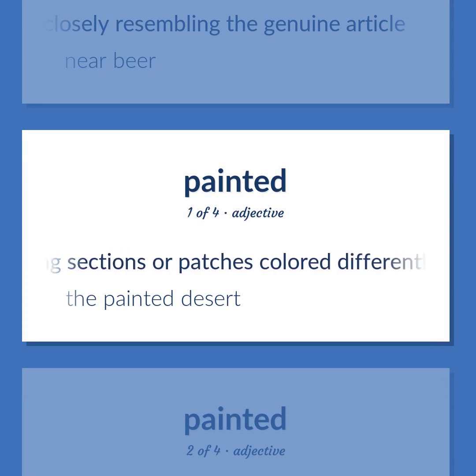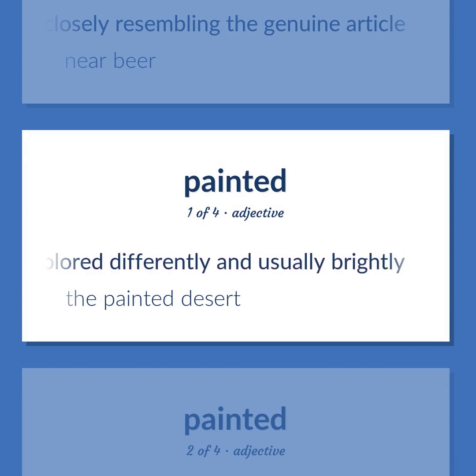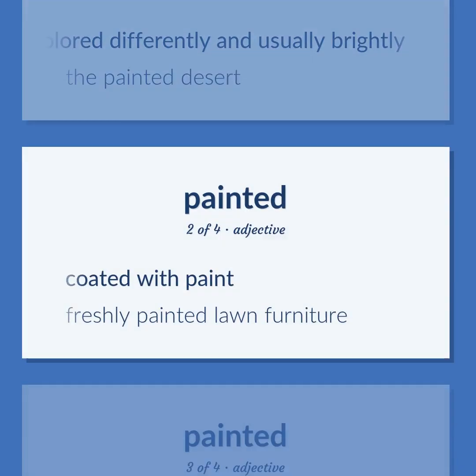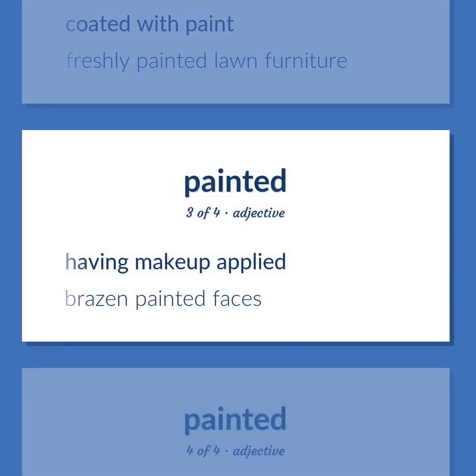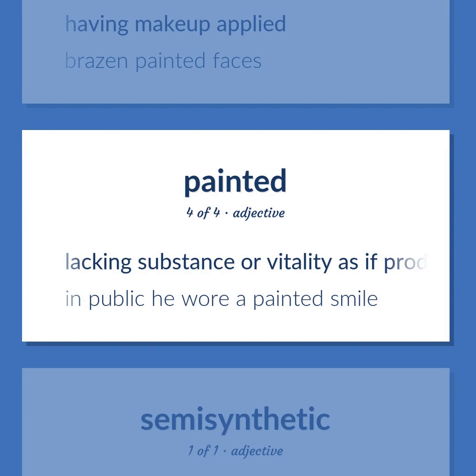Having sections or patches colored differently and usually brightly. The painted desert. Coated with paint. Freshly painted lawn furniture. Having makeup applied. Brazen painted faces. Lacking substance or vitality as if produced by painting. In public he wore a painted smile.